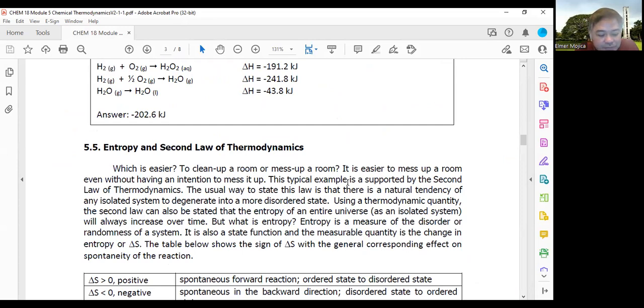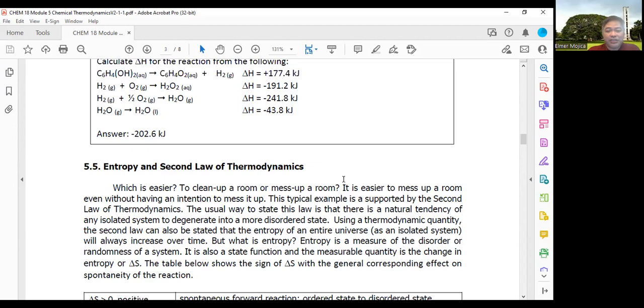So they found out when a reaction happens, there's some sort of a degree of disorderliness or orderliness that is happening. So for instance, what do you think happened when you have water from the gaseous state going to water in the liquid state? Did it become more ordered or more disordered? What would be the value of your delta S? So you have here gas going to the liquid. Will it become more ordered or more disordered?